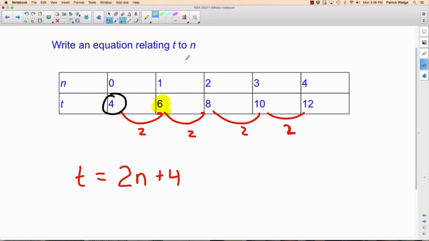Yep, it worked. Let's try this one. We put 2 into the n. 2 times 2 is 4, plus 4 is 8. Yep, it worked. Let's try this one. 2 times 3 is 6, plus 4 is 10.